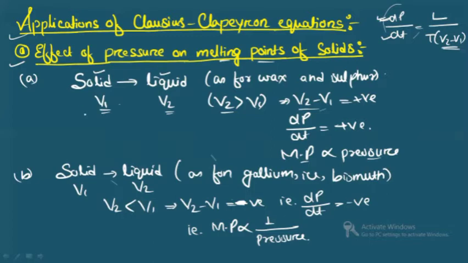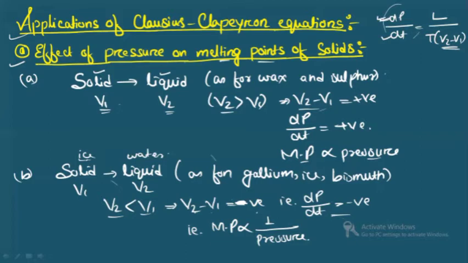But sometimes, if you consider ice, in case of ice, what happens? When solid ice is converted into liquid water, the volume is decreasing, right? So in case of ice and water, the volume decreases. That means V2 is less than V1. In that case, V2 minus V1 is negative. If V2 minus V1 is negative, then this dp by dt is a negative quantity.